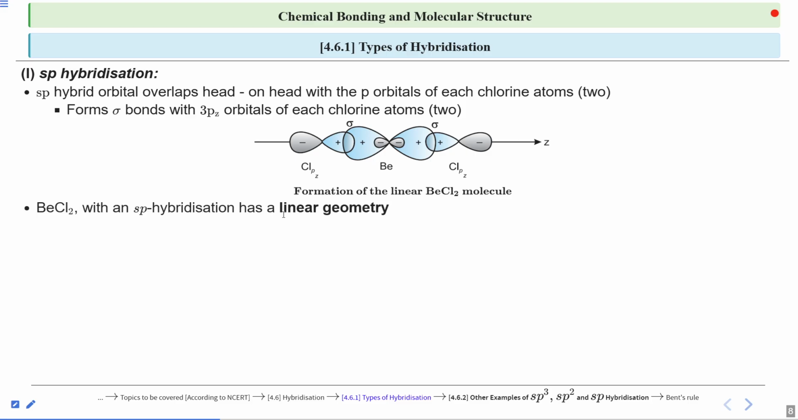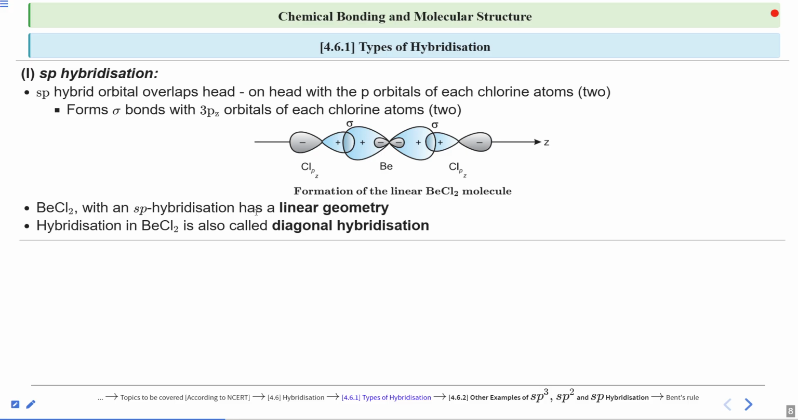Now the next information you should know is that this geometry is completely linear. It is aligning along the z-axis completely. There are no lobes that are not orienting along this single axis. So it is a linear geometry. This type of hybridization is also called diagonal hybridization. This is a very important term to remember.